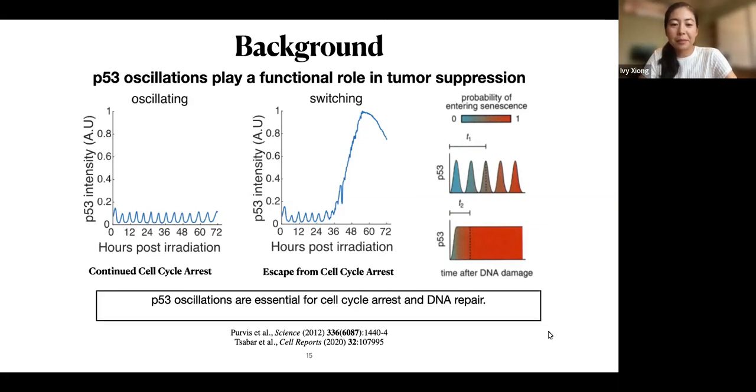Therefore, I learned that PV3 oscillations are quite essential for cell cycle arrest and DNA repair. So I reason that impaired PV3 oscillations would compromise genome integrity and promote cancer. This is through the accumulation of DNA damage that is not repaired, while cells progress through the cell cycle and amplify it into their daughter cells.